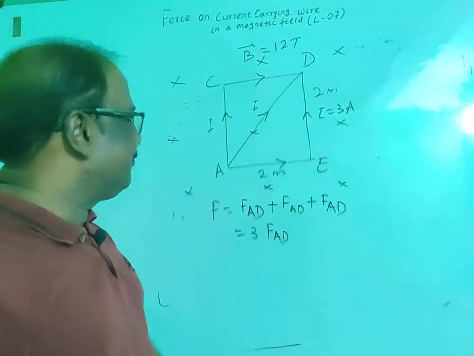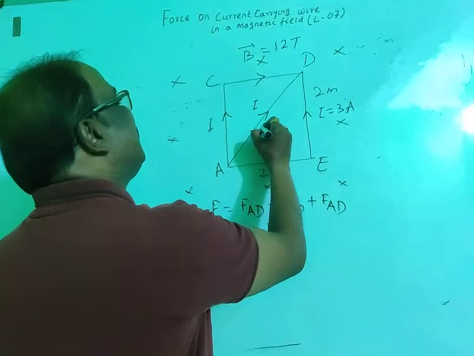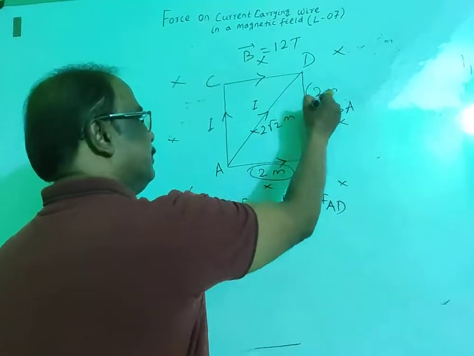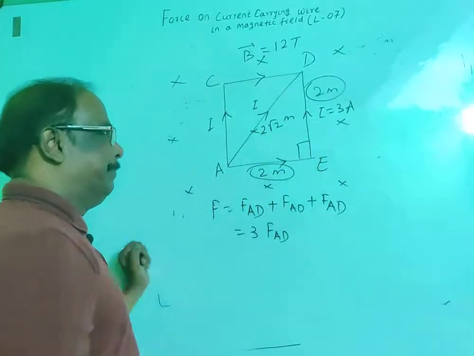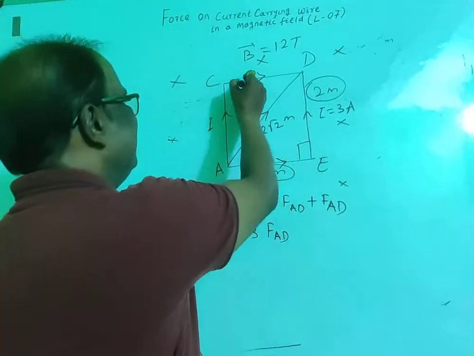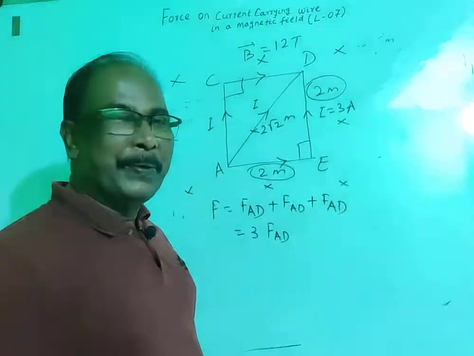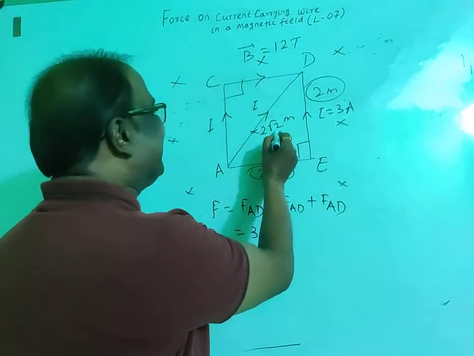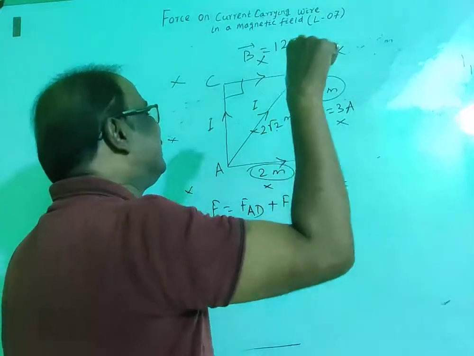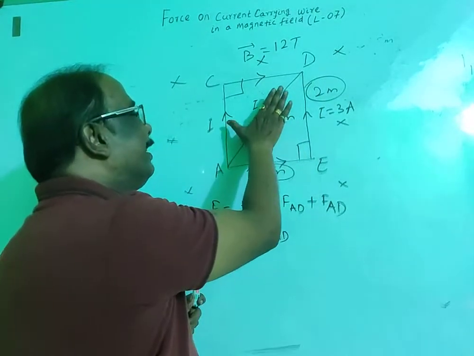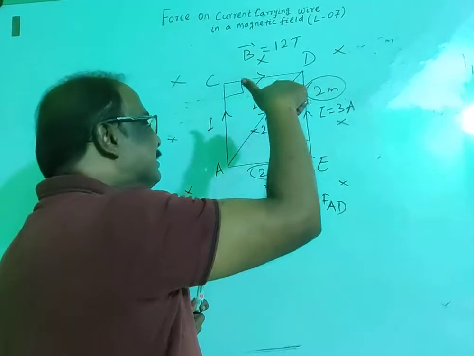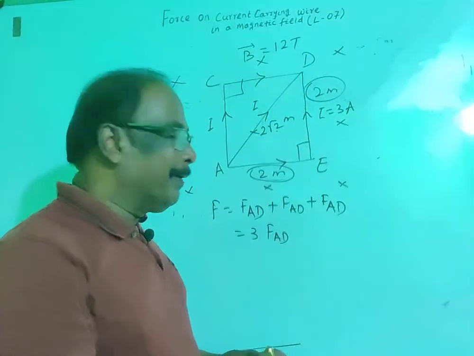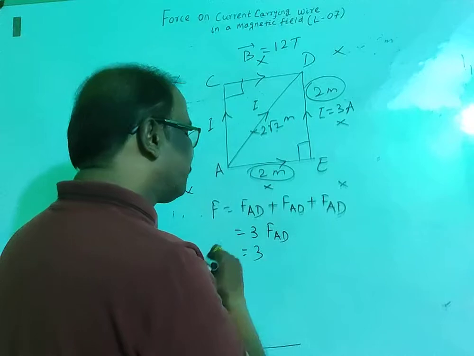This is the resultant force on AD, and the length of AD is 2√2 meter. This side is 2 meter, this is 2 meter, and this angle is 90 degree. This is a square, obviously, so the diagonal is 2√2. The magnetic field is inward, and the angle between length and magnetic field is 90 degree, since the length is along the diagonal.